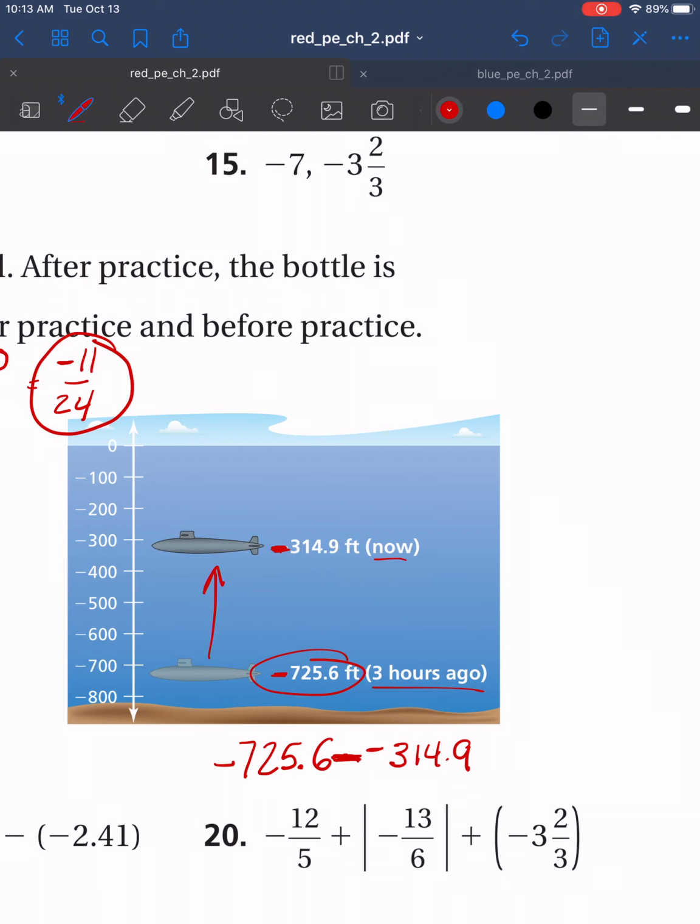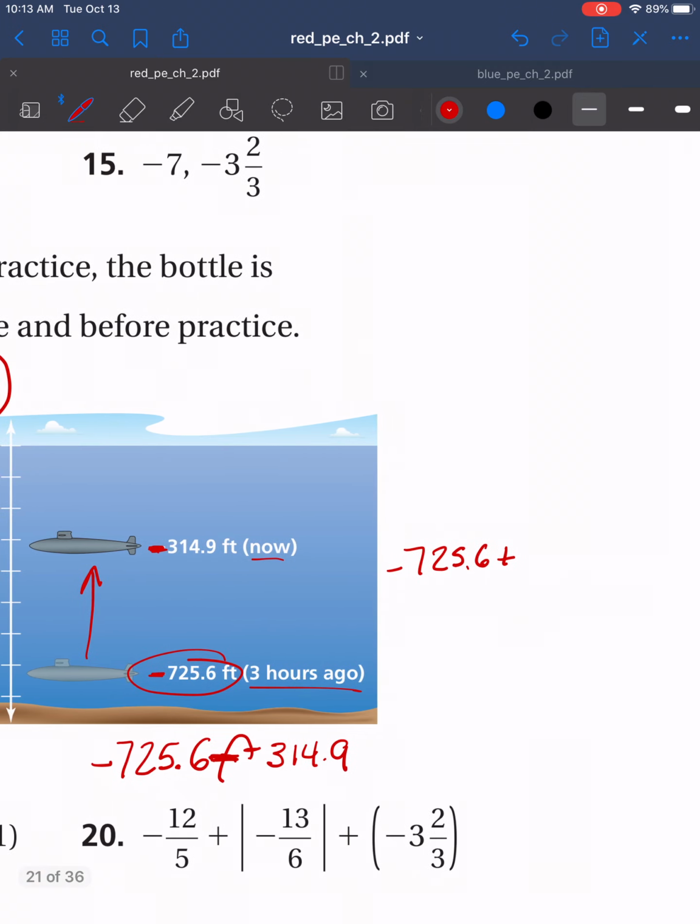Now, signs are not the same. And I know that because I would have to move that over to make an addition. This is going to be negative 725.6 plus 314.9. Now I can say signs are different, so I subtract. I'm going to rewrite it up and down so I can subtract it.